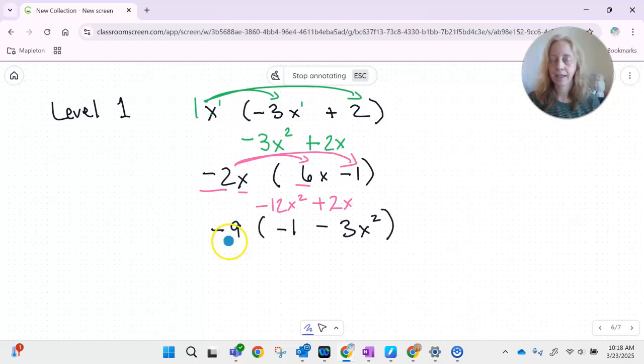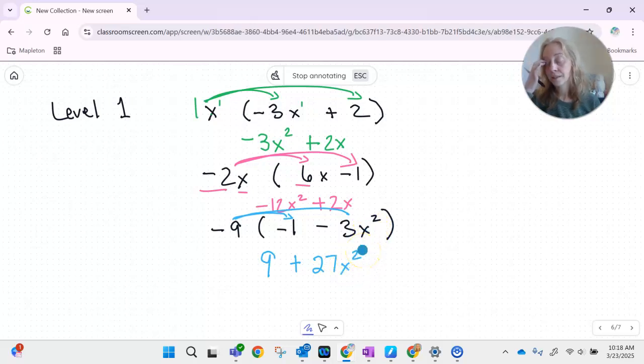This time is more like our first basic examples because we don't have an x here, but we are going to do this negative 9 times negative 1. It's a negative times a negative, so it is positive. And then we have our negative 9 times negative 3x squared. So negative 9 times negative 3 is plus 27. And then we don't have an x here, so our x squared just comes down.